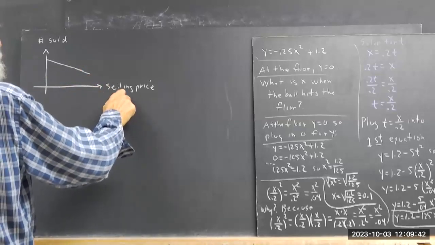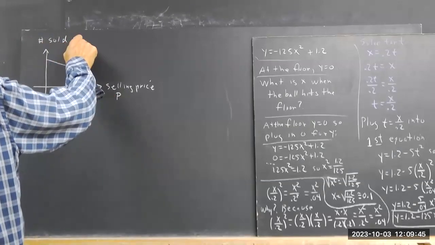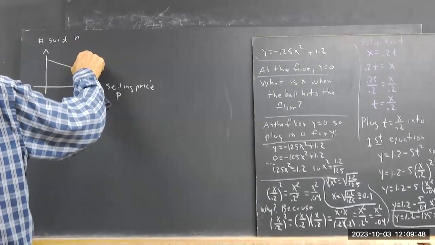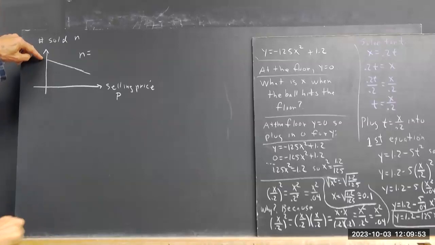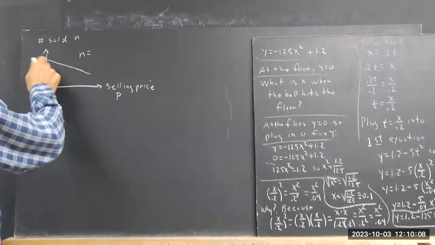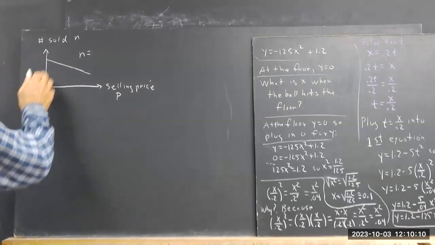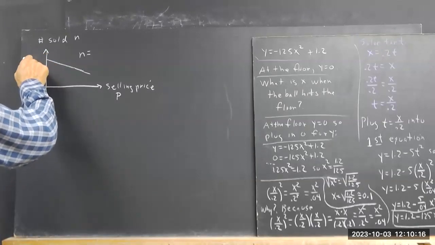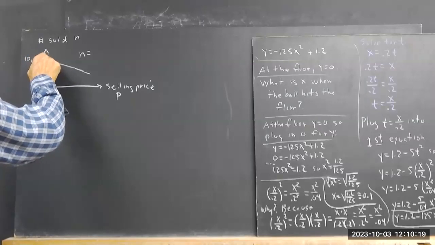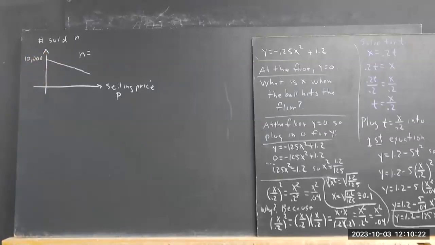Okay, if this is P and this is N, you have N equals whatever the y-intercept is here. So let's just say if you are giving them away, well, they take up space and people don't really need it. They're not going to want it. So there's a limit to how many people are going to take it. Not very realistic when you get down to giving it away, but we're going to pretend anyway. Let's just say that if you give it away, you're going to sell 10,000.